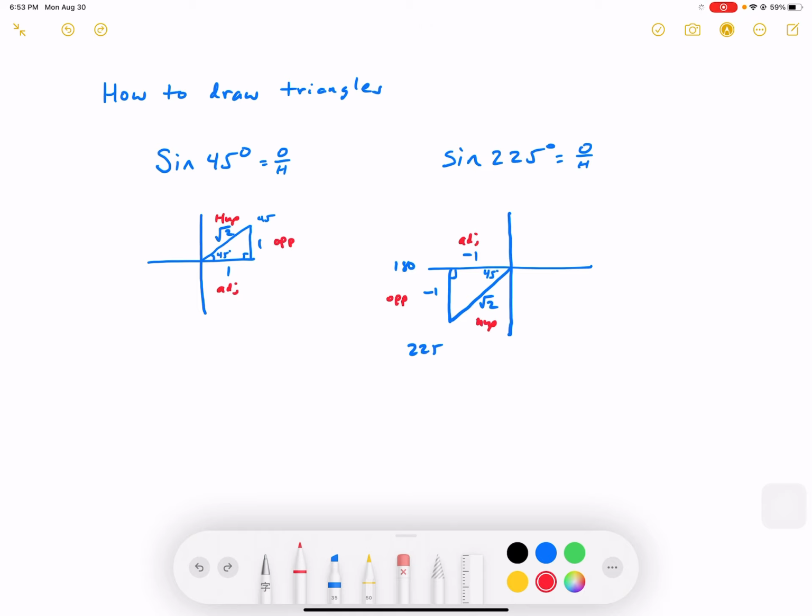Now that we have all three sides labeled, our opposite is going to be 1, hypotenuse is square root of 2. We can rewrite this as square root of 2 over 2. On my right, we can rewrite this as opposite is negative 1, hypotenuse is square root of 2. So we're left with negative square root of 2 over 2.